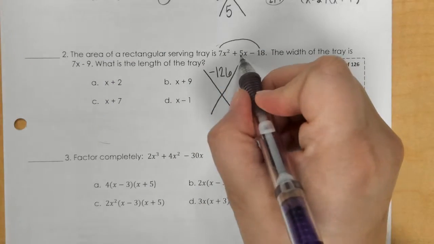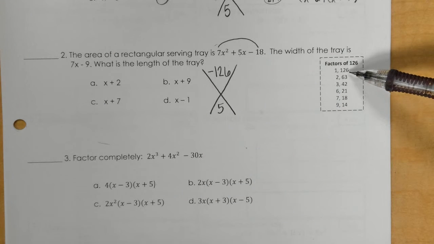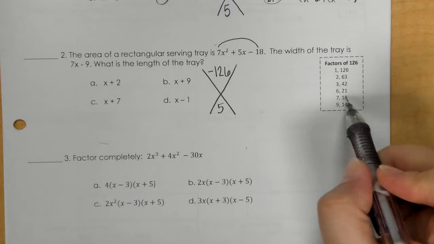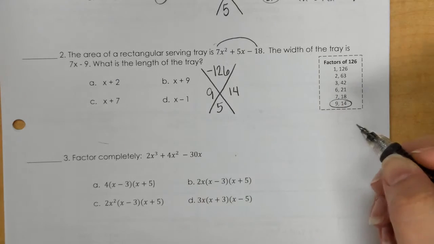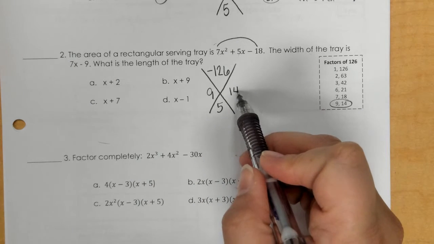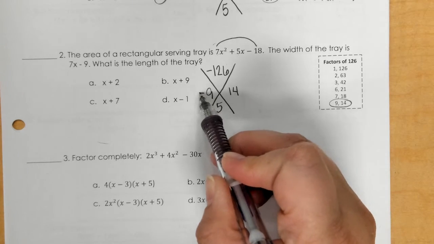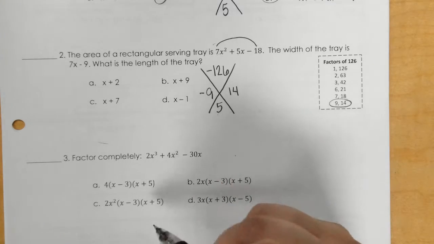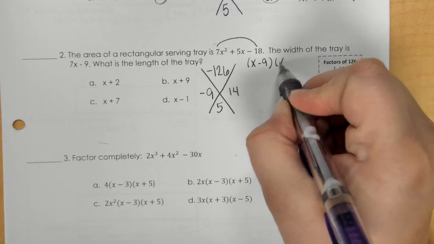And I need to get to the 5. So I look to see which pair could make 5. And 9 and 14 can. So again, this side has to match signs, so they're both positive, making 9 negative, so 14 minus 9 is 5. I write it in factored form.